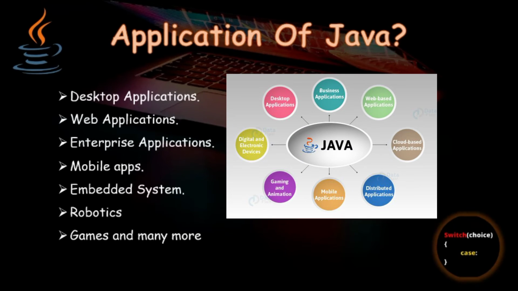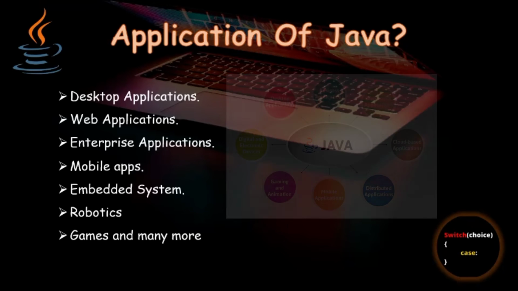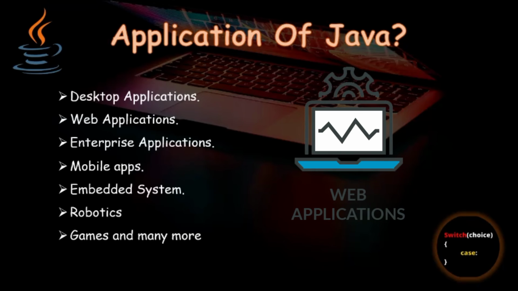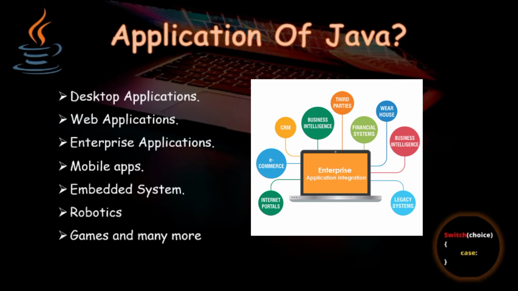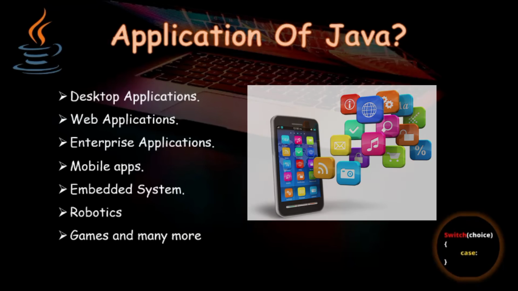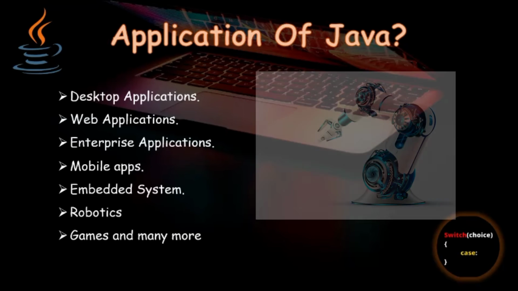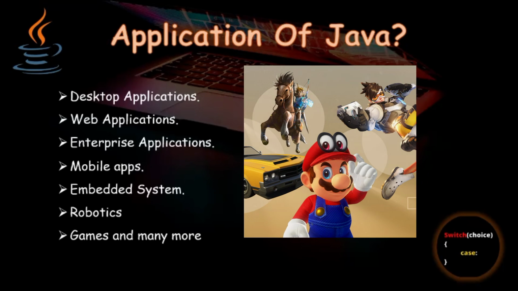Now, let us see some applications of Java. Java is a widely used programming language, and it can be used to develop desktop applications, web applications, enterprise applications, mobile apps, embedded systems, robotics, games and many more.